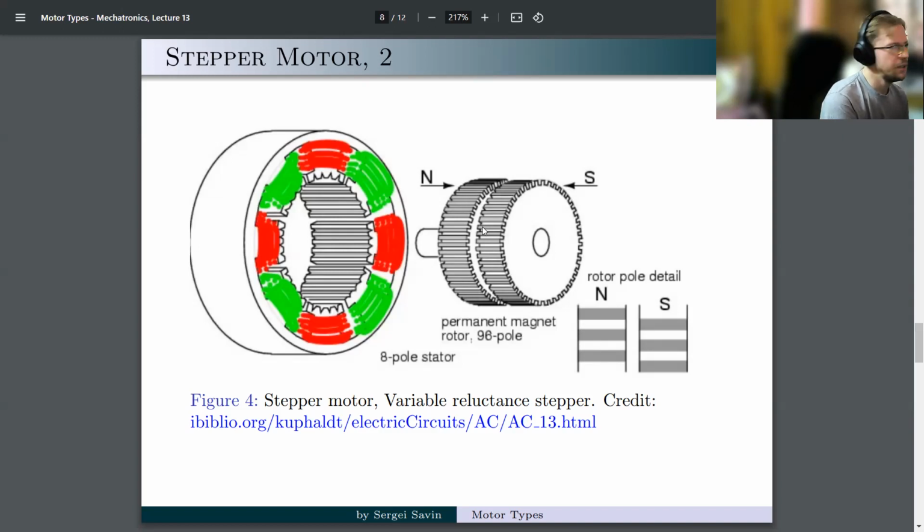Even in your hard drive, I'm not entirely sure if the modern ones use a stepper motor, but something of the kind. And the line again is blurry between stepper motors and other types of motors.